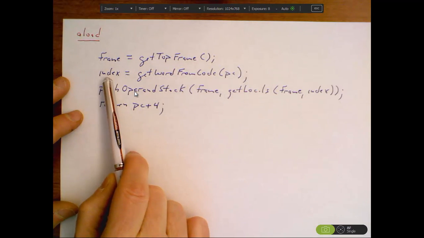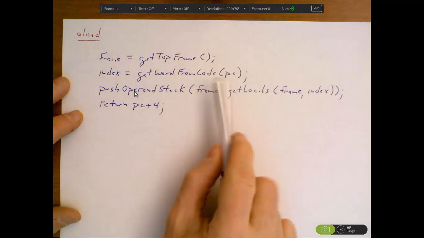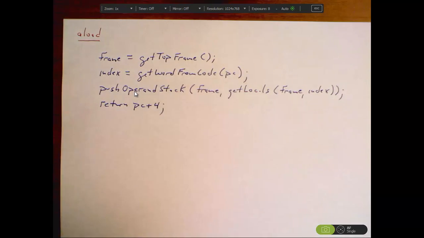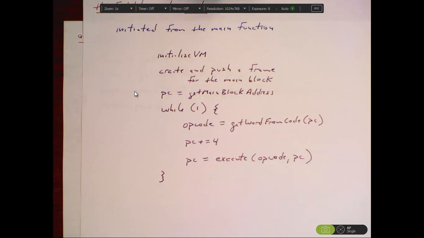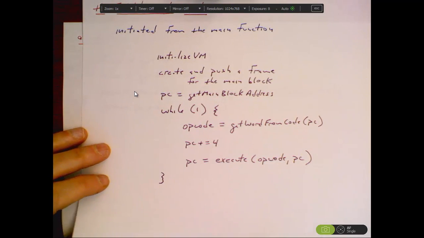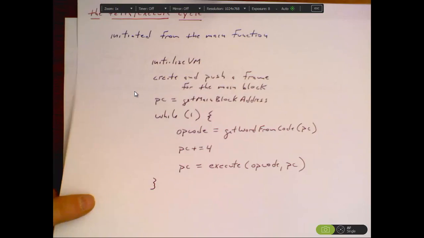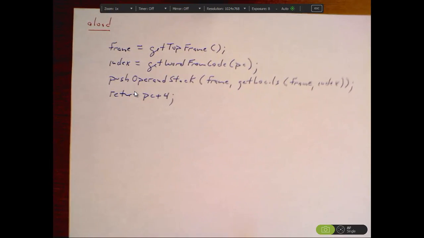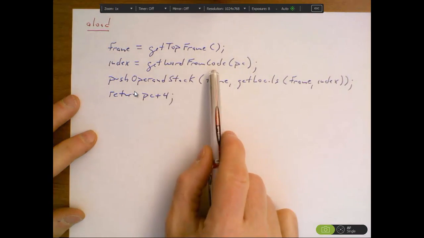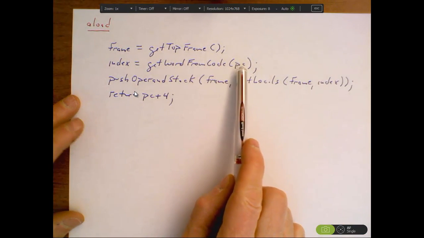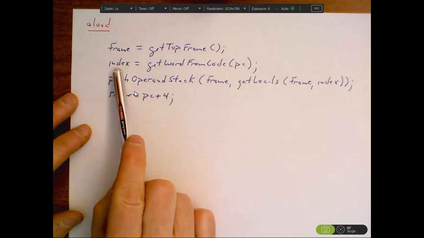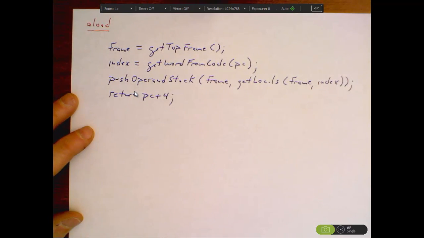Then I need to go get the slot number, which will be the next word, and it'll be currently pointed to by the PC. Remember, the PC was updated by the fetch execute cycle. 4 was added to it. So the PC is now pointing to the next word in memory after the opcode. So I can just call get word from code, which again is a support routine, pass the PC, which contains the address. It will give me then the word which will contain the index I want.